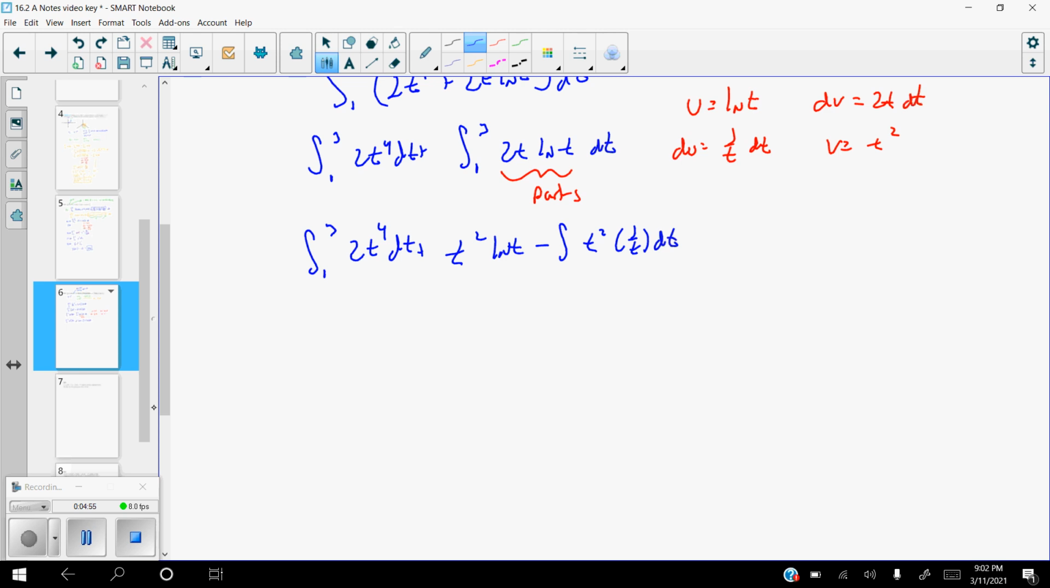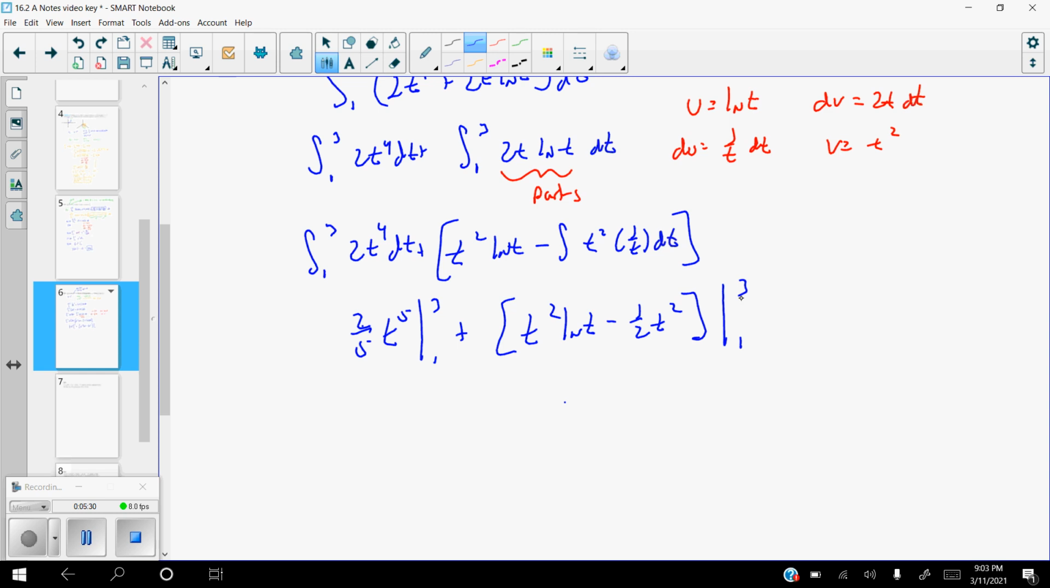All right, so I think we're probably in a pretty good position now. So the antiderivative of 2t to the fourth is going to be 2/5 t to the fifth from 1 to 3, plus. Now I've got t squared natural log of t. The integral part is t squared over t, which is just t. So if I take the antiderivative of that, it'll be minus 1/2 t squared. And we have to evaluate that also from 1 to 3.